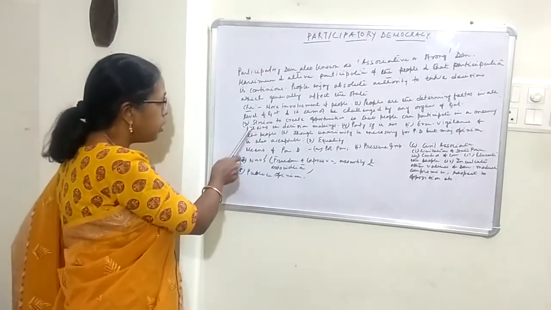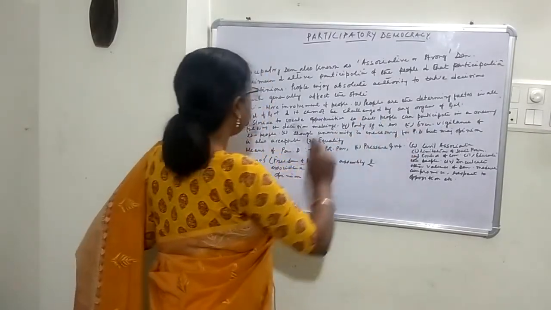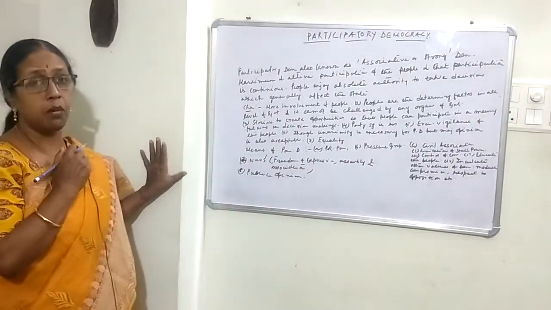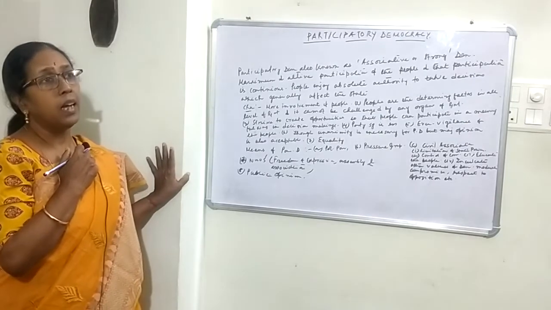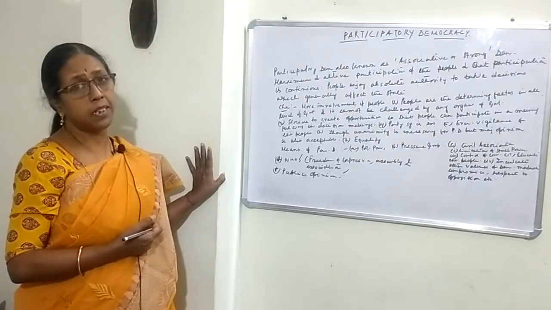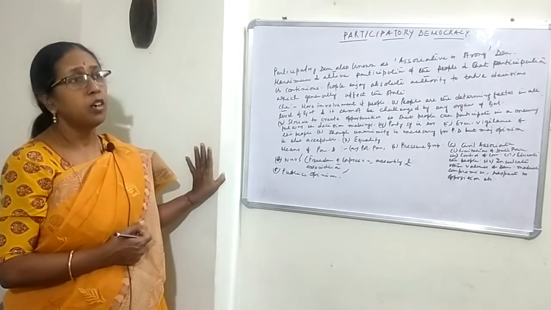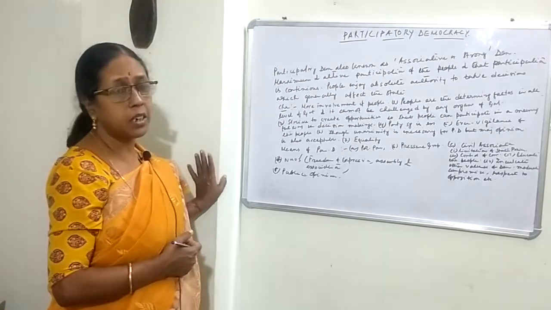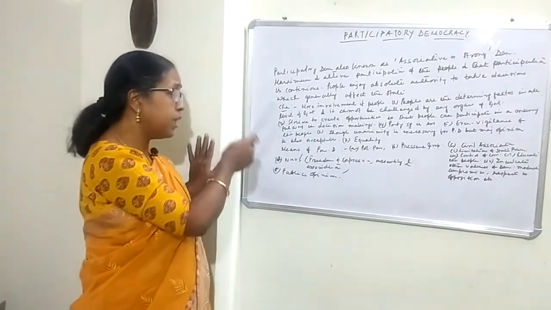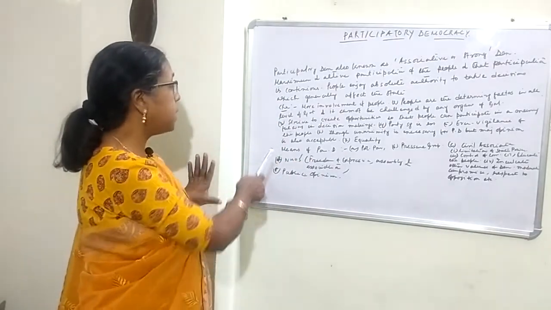Then the third one is to strive to create opportunities so that people can participate in a meaningful way in decision making. That means it is the responsibility of the state to establish those conditions which are necessary for the people to express their opinion in a meaningful way. If the people are educated, if they are not facing any other problem, if they are economically strong, if they are politically enjoying all the power, then only can they participate in a meaningful way. These are the opportunities which must be created.